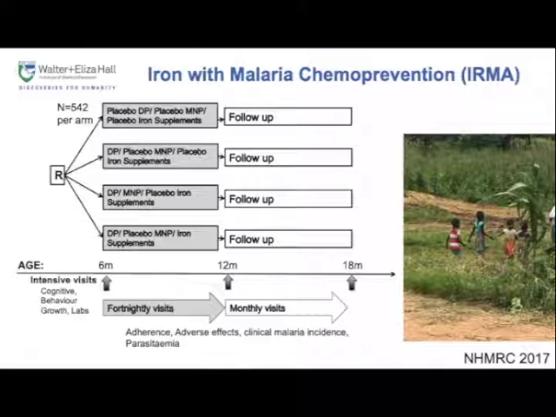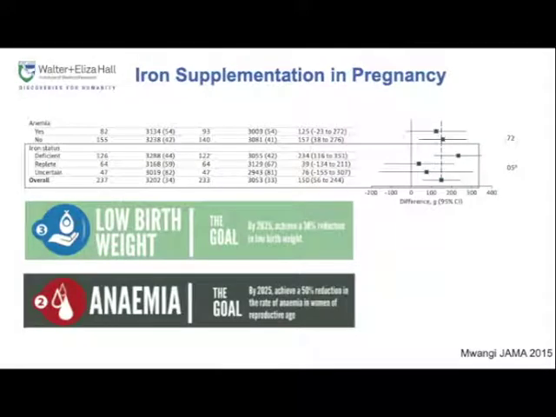Finally, just a last thing, there was a beautiful trial done in Kenya that showed that iron supplementation in pregnancy really helps. It really helps. It improved birth weight by 150 grams. Fantastic outcome and really aligns with the global health priorities.